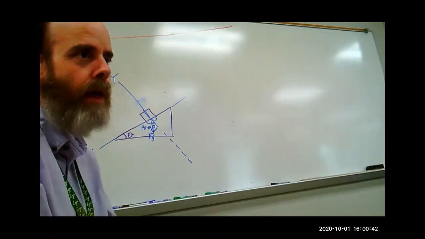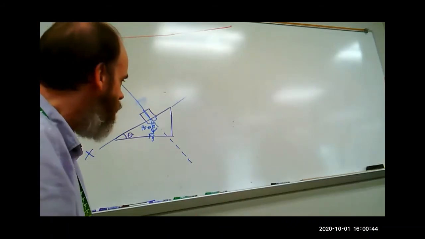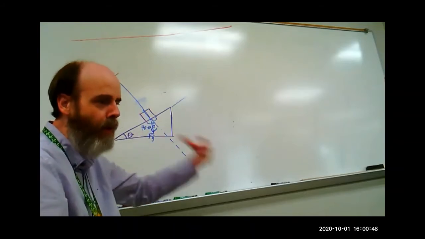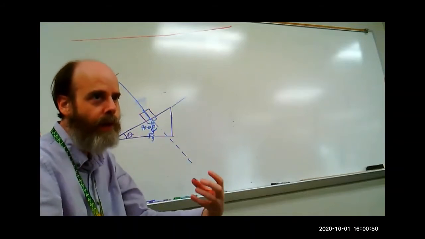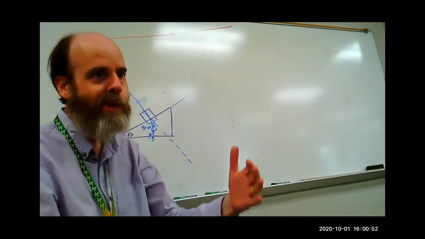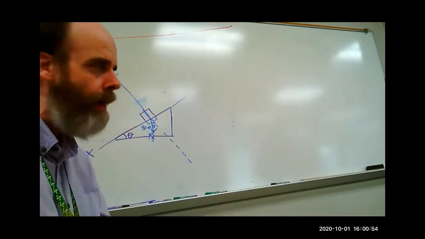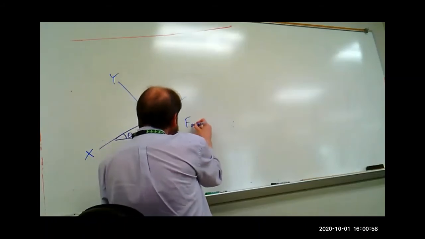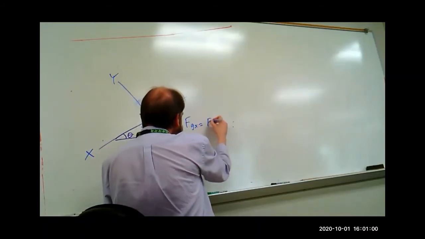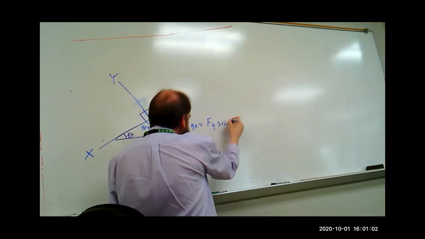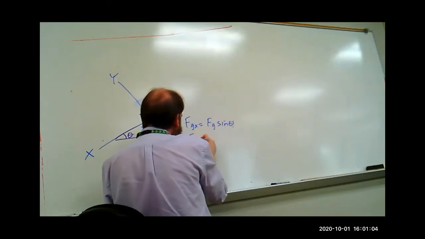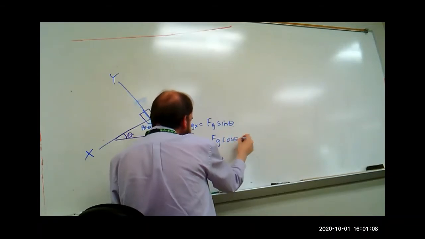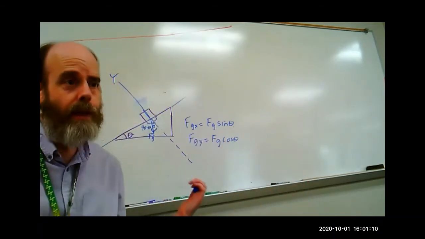You may just know that automatically because it makes an angle theta with the y-axis. That means the component in the y-axis is going to have the cos theta. And the component in the perpendicular axis is going to have the sine theta. So we could just write down Fgx is Fg sine theta. And Fgy is Fg cos theta. We could just write that down immediately.